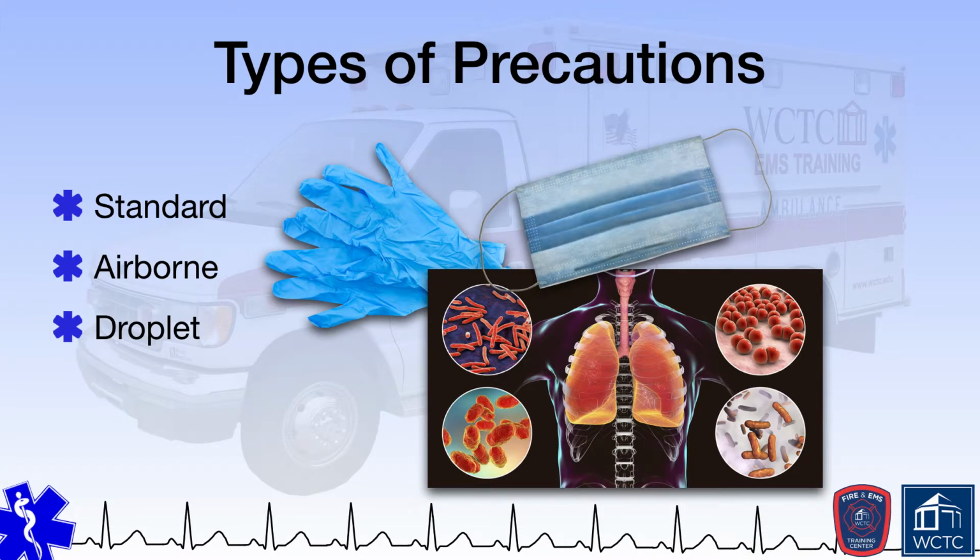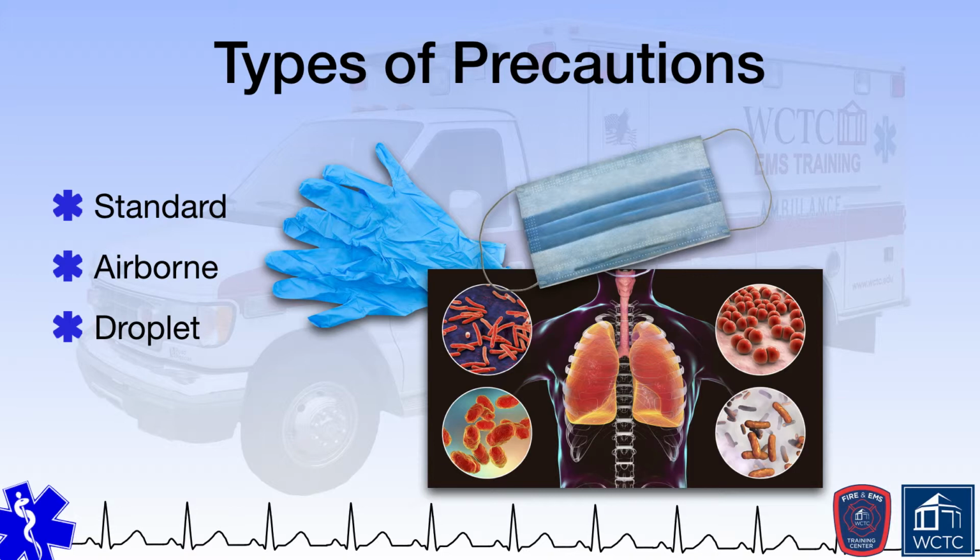Droplet precautions are somewhat similar to airborne precautions. The difference is that the particles are medium to large size particles that can travel up to 3 feet in the air before falling to the floor or another surface. These diseases include influenza, meningitis, mumps, pertussis, rubella, and Ebola.